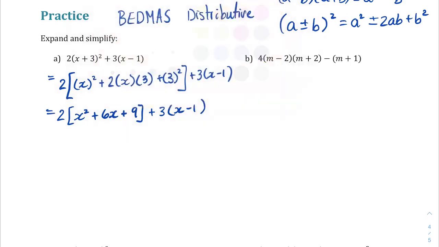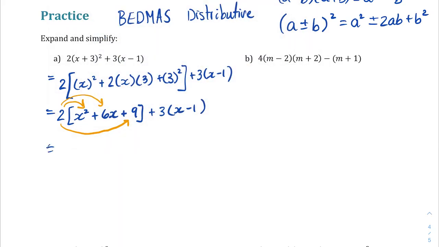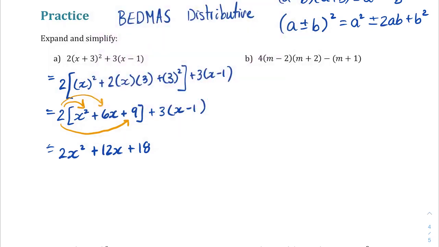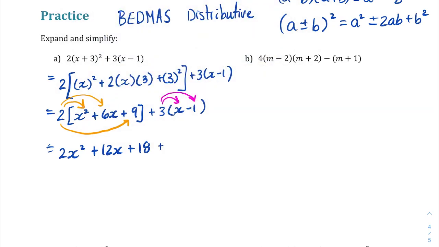So now we're going to use the distributive property. So we're going to multiply 2 by x squared, 2 by 6x, 2 by 9. So what does that look like? 2x squared plus 12x plus 18. But here we need to do a little bit more work because we have to take care of the second term. So we need to use the distributive property, 3 times x plus 3 times negative 1. So in other words, it's going to be 3x minus 3.